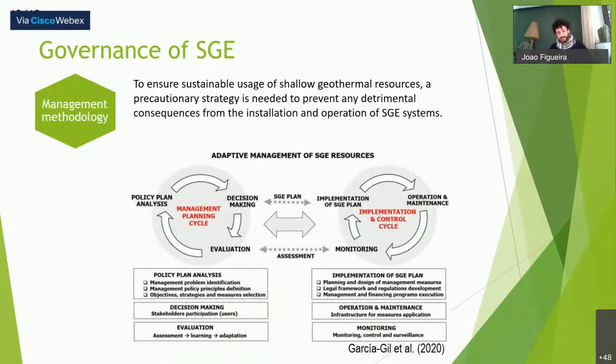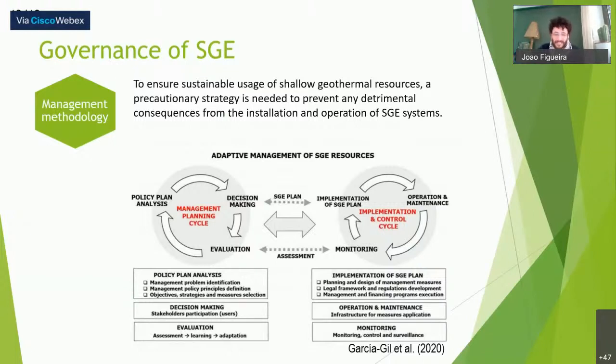Now talking about management, to ensure sustainable usage of shallow geothermal resources, a precautionary strategy is needed to prevent any detrimental consequences from the installation and operation of shallow geothermal energy systems. I recall here a paper from a colleague of ours that just finished his presentation.